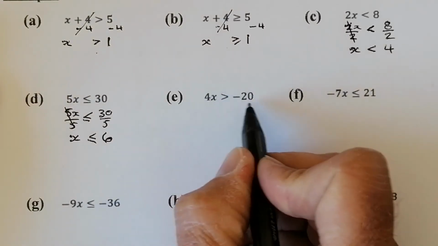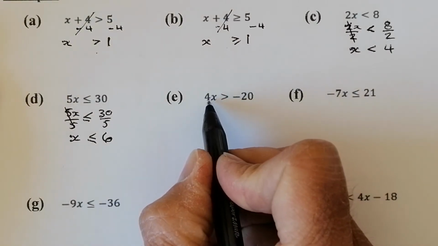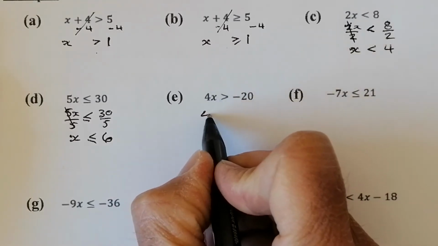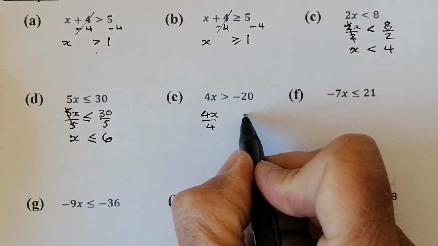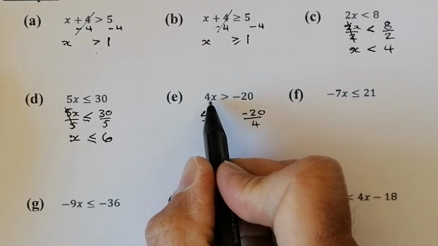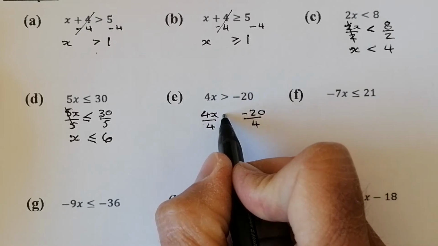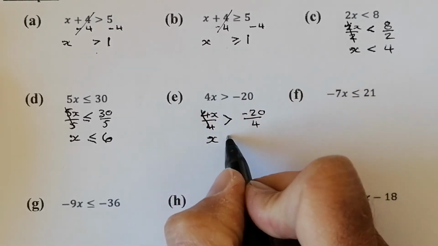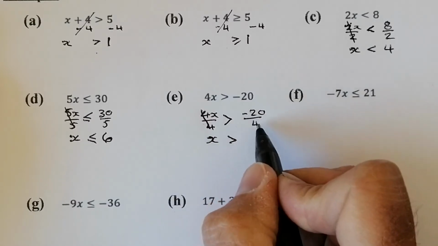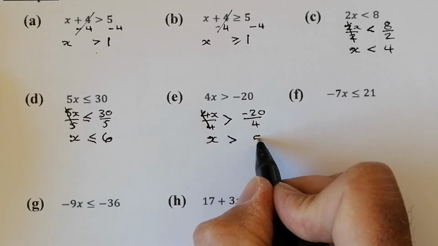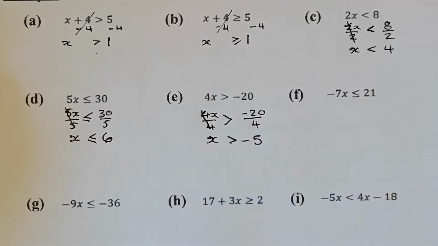Right then, so what I'm going to do here is divide by 4, to try to get that 4 away from there. So we've got 4x on this side, divide it by 4. I've got negative 20, I'm going to divide that by 4. Because I'm dividing by a positive number, the sign stays as it is. I eliminate the 4s, so x is greater than, minus 20 divided by 4, or 4 into 20 is going to give me 5. I've got one negative sign, so it's going to be negative 5. So x is greater than negative 5.